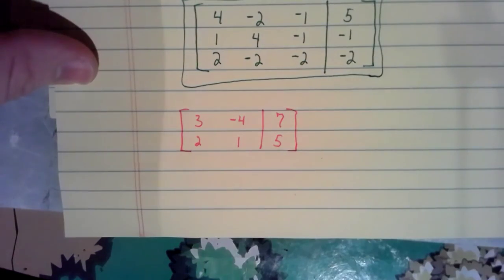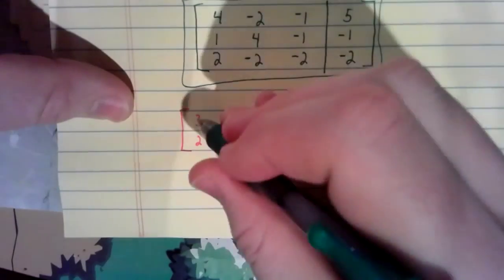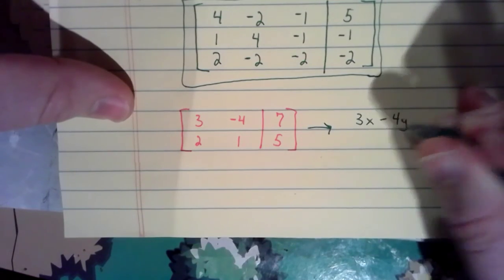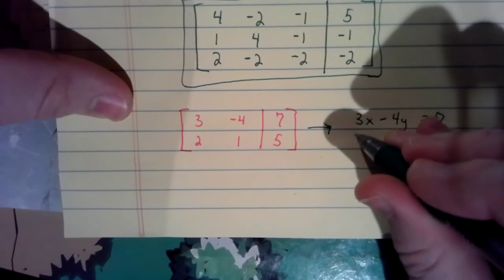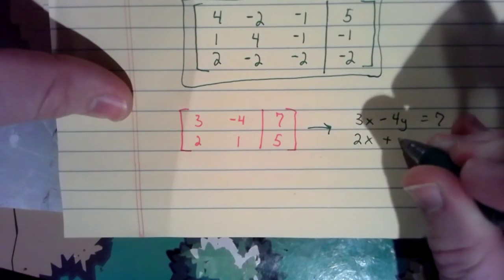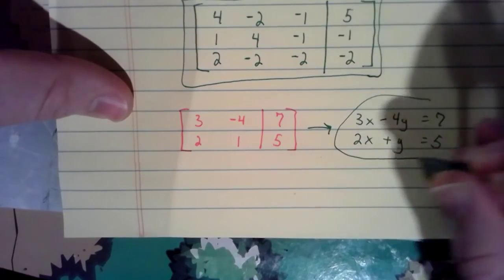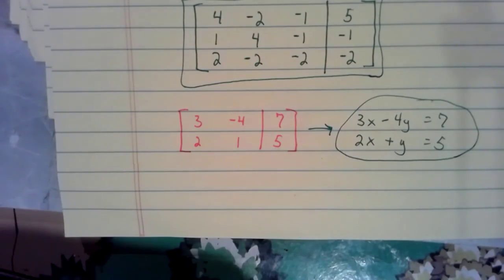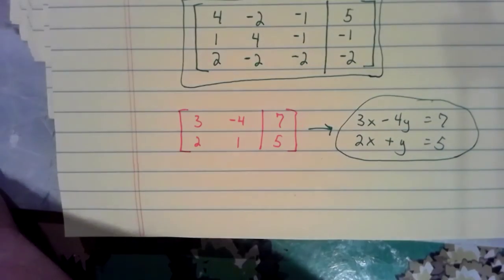If I need to express this as a system, all right, what would that look like? Well, I know this first one's x, so it's just going to be 3x minus 4y equals 7. And the second one will be 2x plus y equals 5. Okay, so I can also go from matrix to system and system to matrix. There's some really cool stuff you're going to learn how to do with this in Algebra 2. I'm sorry I didn't get a chance to teach it to you next week because I love this stuff.